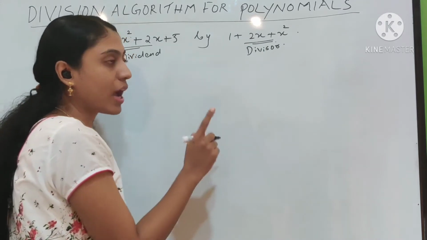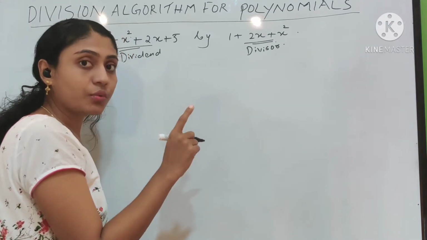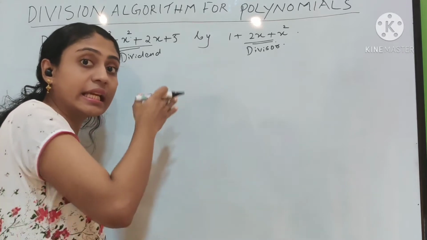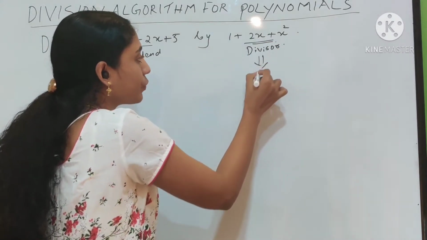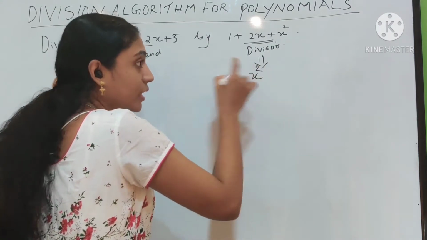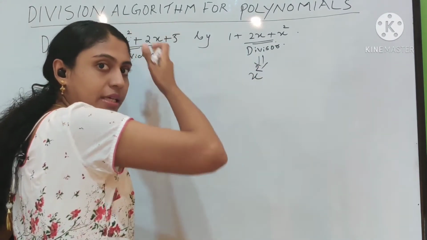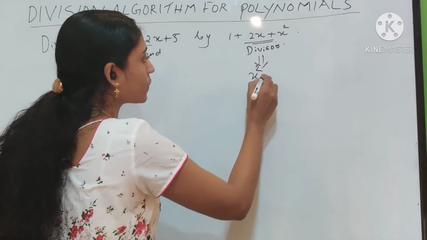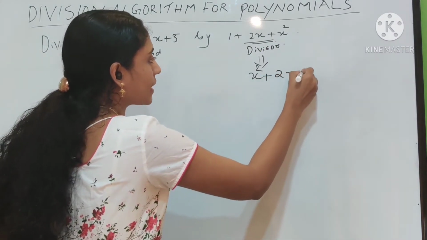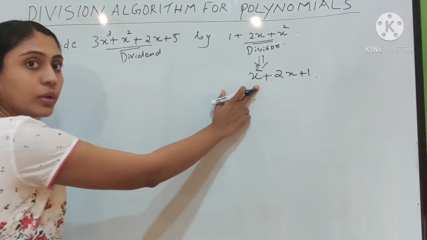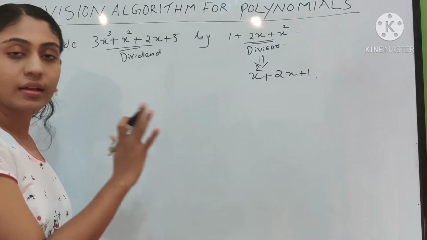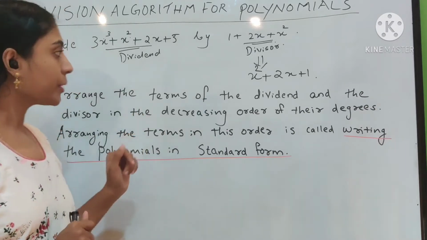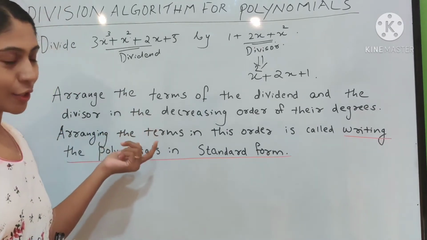Standard form means you have to write the terms of the divisor and the dividend in the decreasing order of the degrees. So here the standard form is, first you have to write x square, in the decreasing order. That means from the biggest one to the smallest one, right? So x square plus 2x plus 1. So the divisor is now in the standard form and the dividend is already in the standard form. Understood?